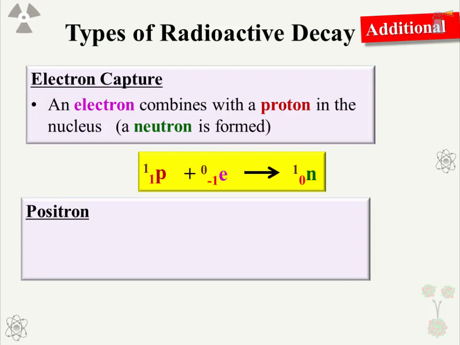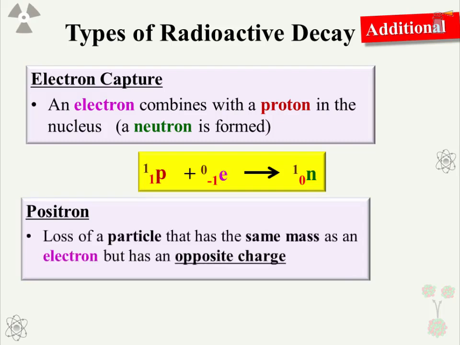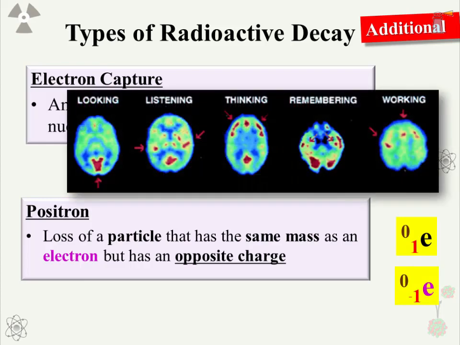It is an antiparticle. It is antimatter. Its decay is the loss of a particle that has the same mass as an electron, but has an opposite charge. Its symbol would still be an e with a mass of 0, but the charge is +1. The electron symbol has the familiar -1 charge. When these two meet, they annihilate each other and produce energy. That energy can be put to good use.